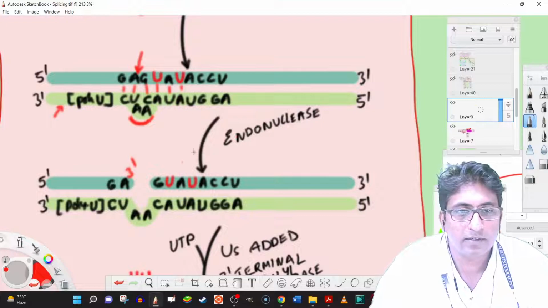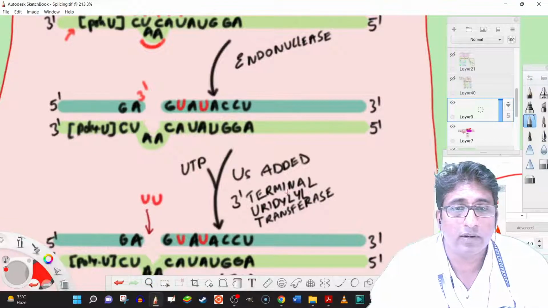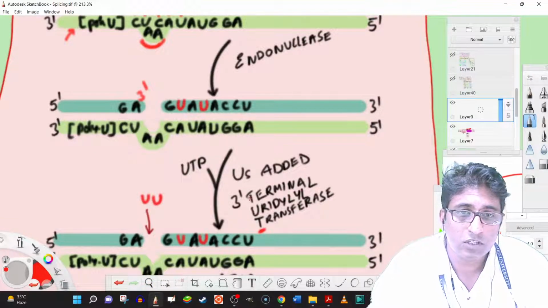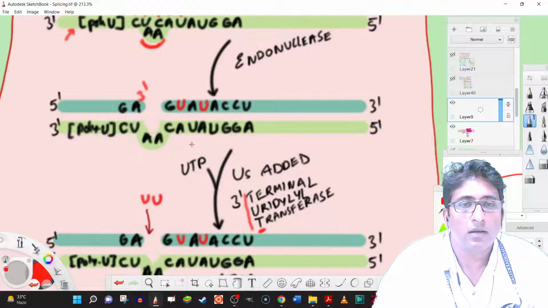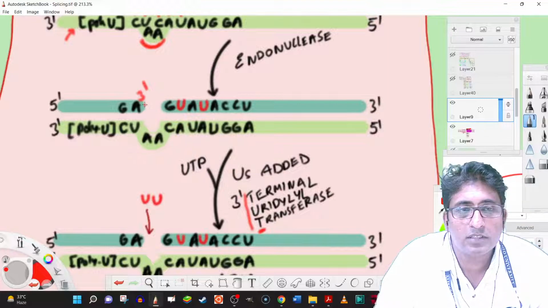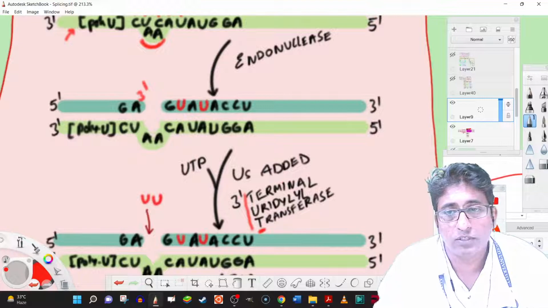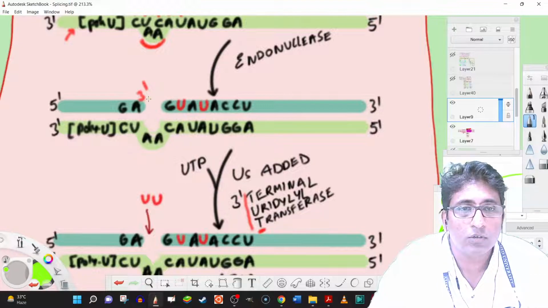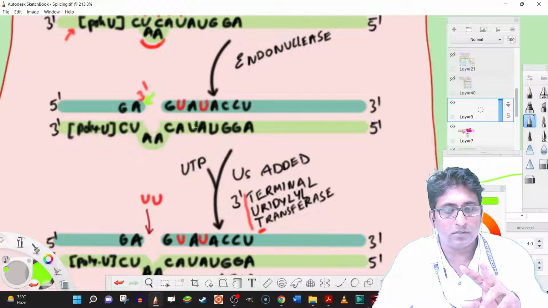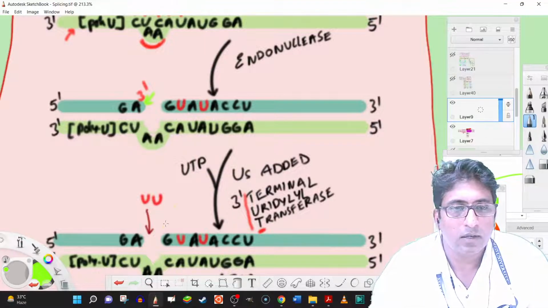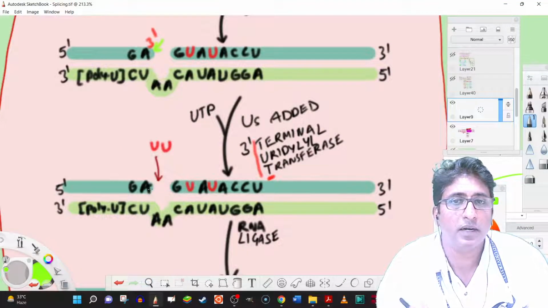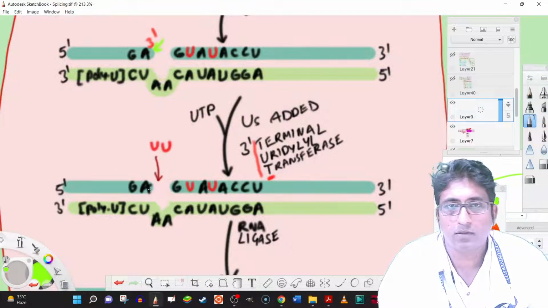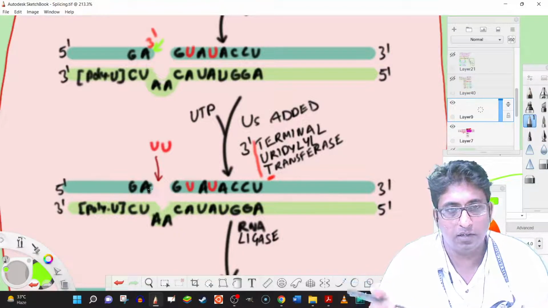And there is an enzyme called TUTase, terminal uridyl transferase. What it does is, to the 3' OH here, it would add uridines in this location. So it will add two uridines. There is no more space than that to add. The two uridines are added by TUTase, again, terminal 3' uridyl transferase. All the function is said by the name itself.